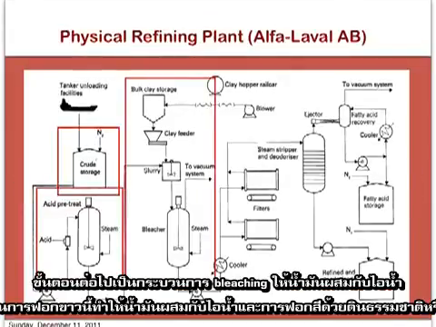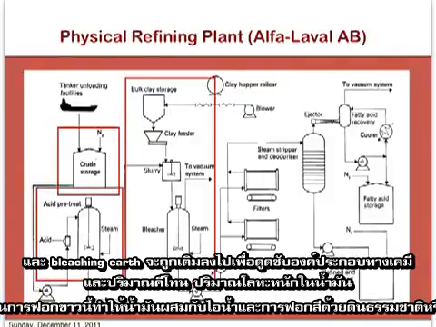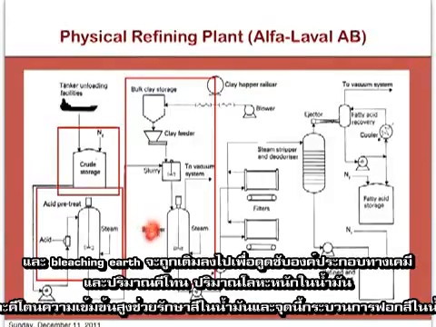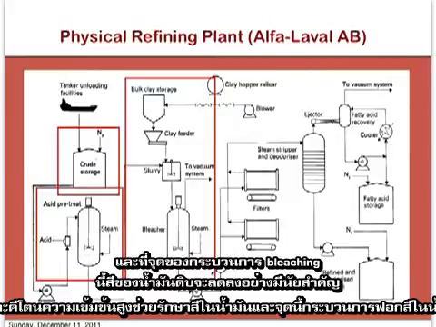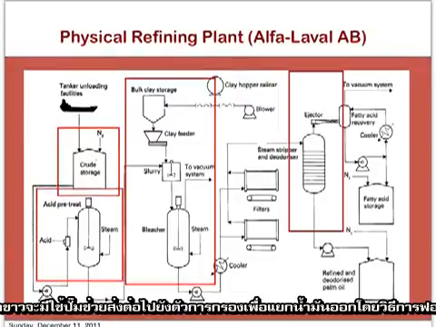The next step is the bleaching process as shown here. So the oil is mixed with the steam, and bleaching earth or bleaching clay is added to absorb the coloring compounds, the aldehydes, ketones, and the trace metals in the oil. And at this point, after the bleaching process, the color of the crude oil will be reduced significantly.